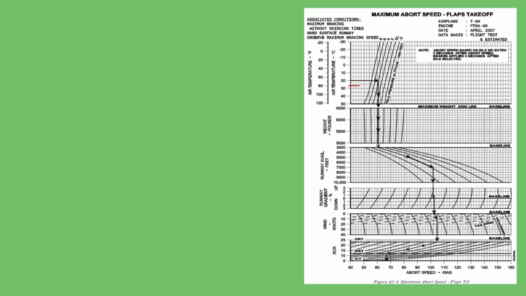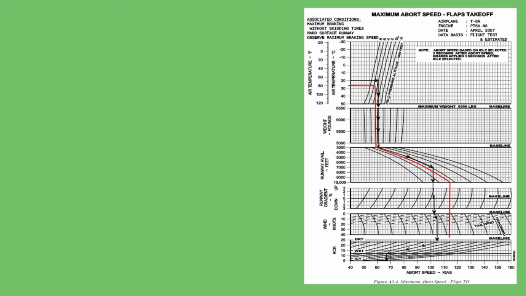We'll now run the max abort speed charts starting top left at 27 degrees Celsius. Go right till 5,000 foot pressure altitude, then go straight down through 6,500 pounds until reaching the runway available baseline. Follow the curve to where it ends at 10,000 feet. The line then goes straight down using 0% runway gradient, 0 knots of headwind, and a dry RCR.